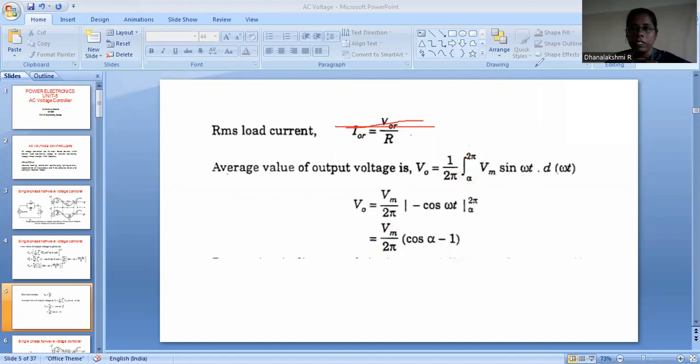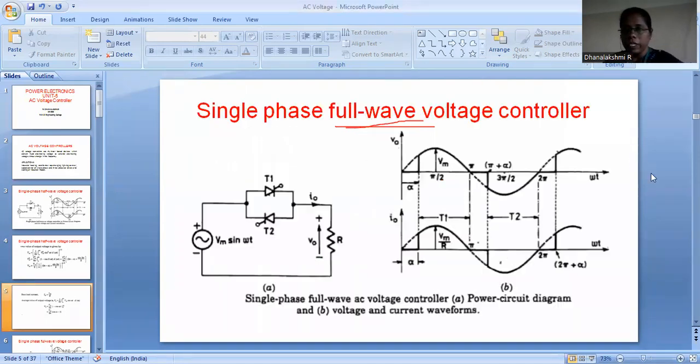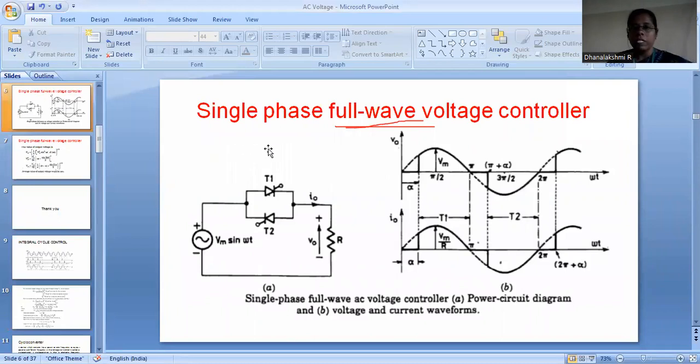So here we can see that. Now we'll go for the next configuration, which is our single phase full wave AC voltage controller. As we discussed already for the half wave AC voltage controller, there's only one difference between the full wave and the half wave. In the half wave, only half of the wave can be controlled, but here the full wave can be controlled with the help of another thyristor in the reverse cycle. In the half wave, we have one thyristor and one diode connected anti-parallelly.